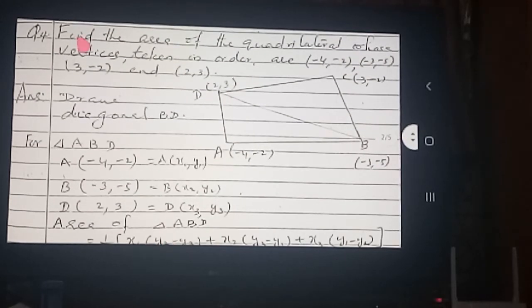What do you want to find out? Find the area of the quadrilateral whose vertices are given in the order. So you take the first vertex, second, third and fourth vertex. We give the names for the vertices. First vertex A, second vertex B, third vertex C, and fourth vertex D. Okay, now any one diagonal you draw. Either you draw BD as one diagonal or you can draw AC as another diagonal.